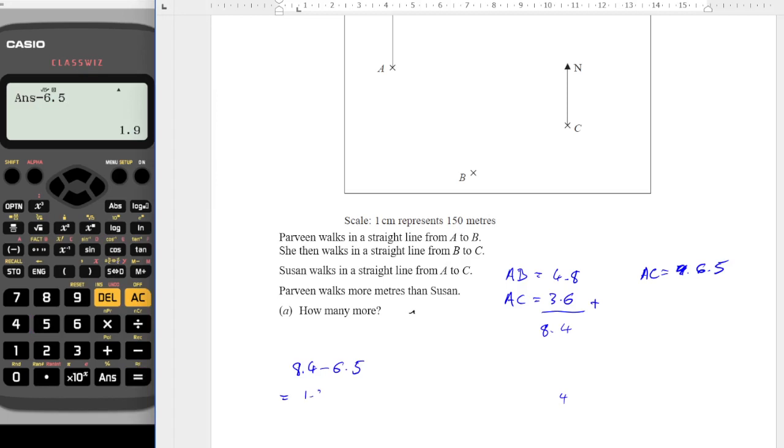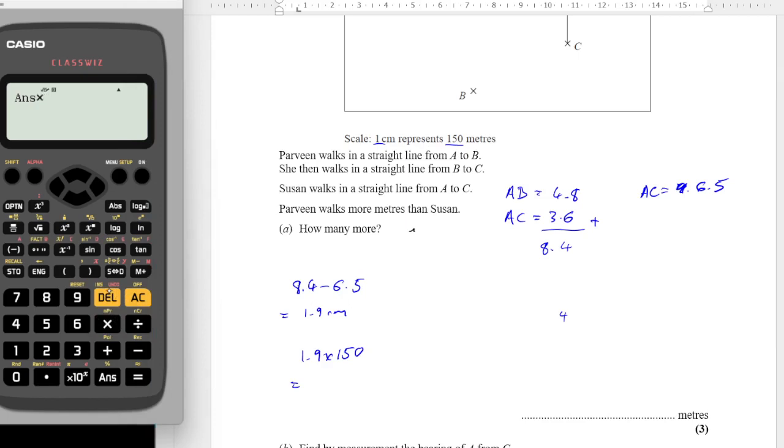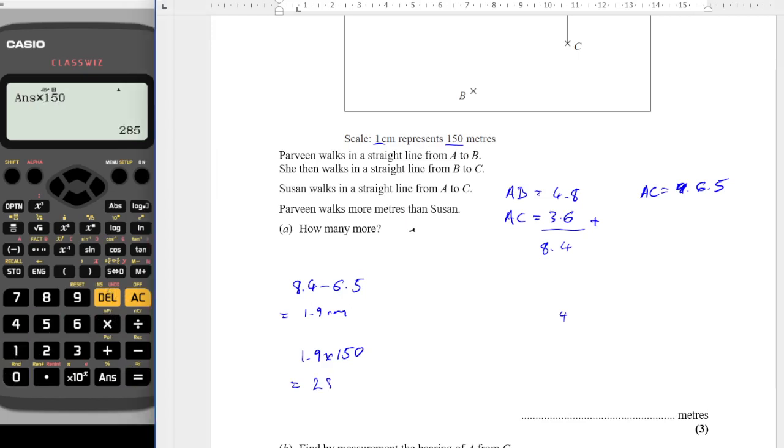1.9 centimeters difference. And if we're using a scale of 1 centimeter equals 150 meters, I need to do a final stage: 1.9 times 150 to convert it into meters. So 1.9 times 150 gives me 285 meters. And there would have been nothing wrong with me converting each of these into meters first at any stage. I just think it's easiest to do it right at the end.